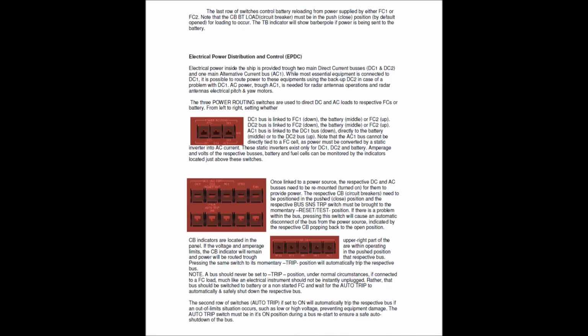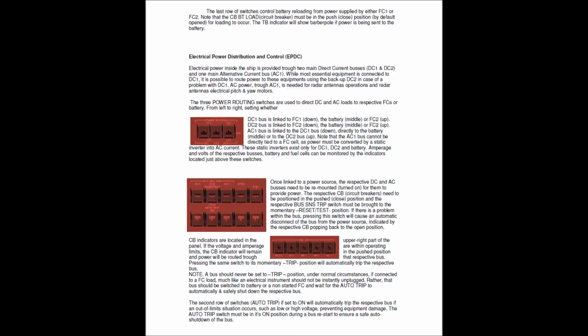The last row of switches controls battery reloading from the power supply, either by FC1 or FC2. Note that the CBBT load circuit breaker must be in the push close position for loading to occur. The talkback indicator will show bar pull if power is being sent to the battery.